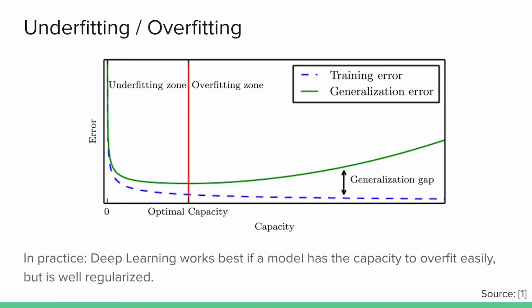In practice, for deep learning, what that means is that deep neural networks work best if they have the capacity to easily overfit, but are well regularized. So we're kind of controlling them to not go into that overfitting zone. How do we do this? Well, this will be the topic of the rest of this lecture, and there will be a dedicated lecture sometime later on regularization and visualization.